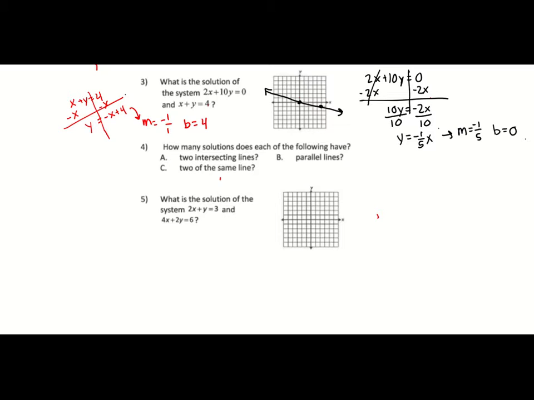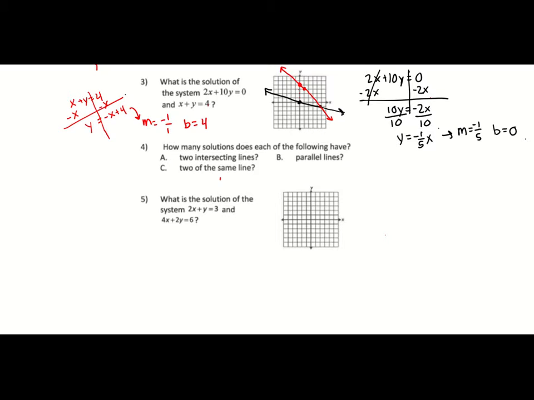So if I go up to 4, 1, 2, 3, 4, and then I'm going down 1 over 1 this time. Okay, connect my points now. And that line I did not draw very straight. Let's try that again. Fix this one. Okay, that's better.